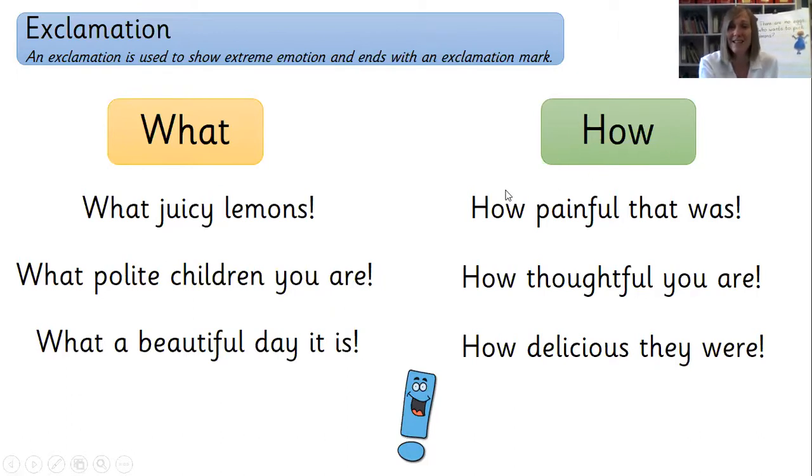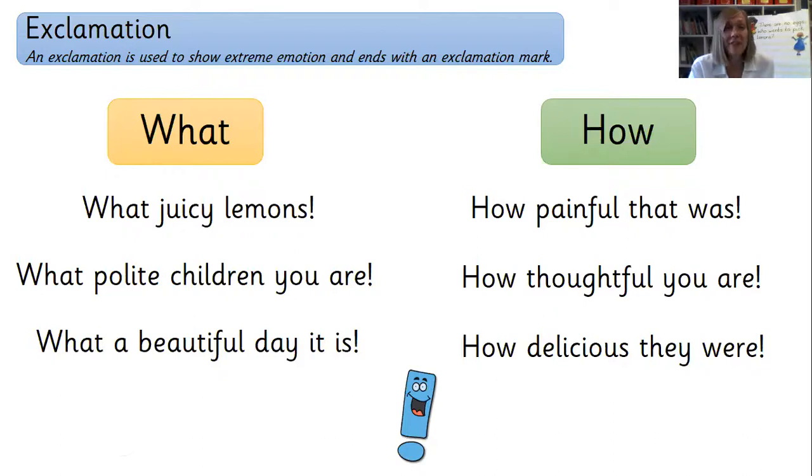We might say this. How painful that was. Oh, a bit like when Sipo falls out the tree in our story. How painful that was. You're speaking with emotion, speaking with a bit of pain in your voice. How thoughtful you are. That might be when one of our friends, one of our mamas, gets the lemons. How thoughtful you are. Can you spot our exclamation mark? And the last one says, how delicious they were. So I might be excited there about how delicious the pancakes tasted.